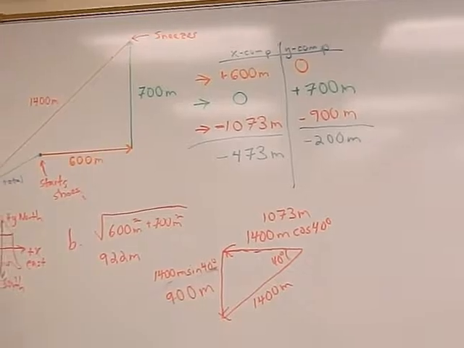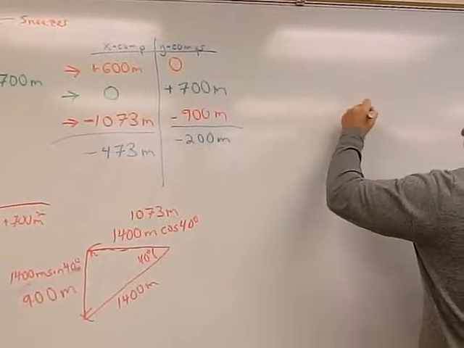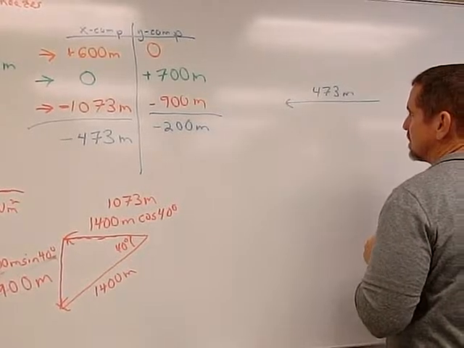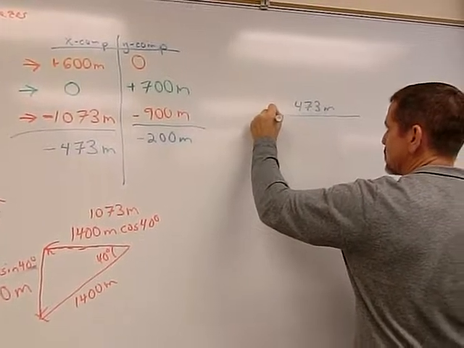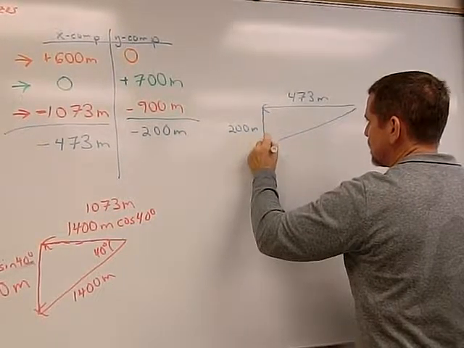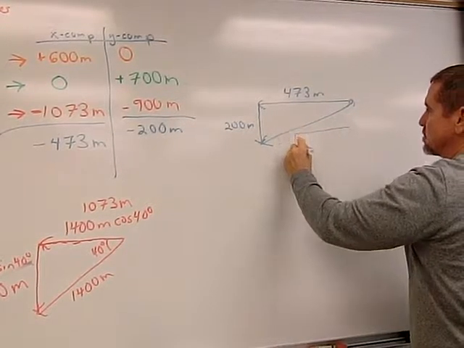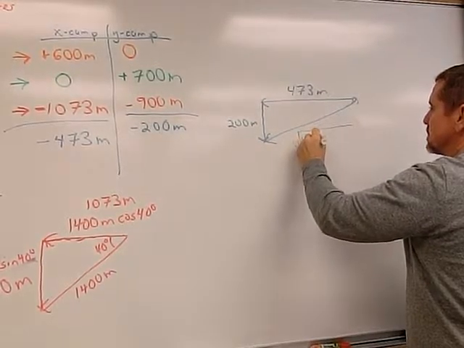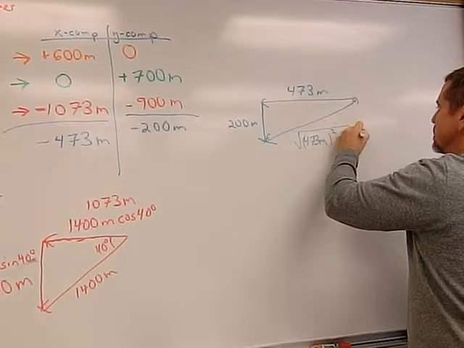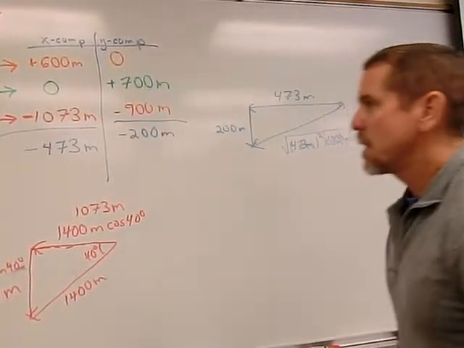I believe it. Now we want to take this and we want to write it as a magnitude and a direction. So I'll redraw it as 473 to the left or west and 200 down. Okay, and so we want to write that as a magnitude and a direction. So first we get the magnitude. You get the magnitude just from Pythagorean theorem, 473 meters quantity squared plus 200 meters quantity squared.